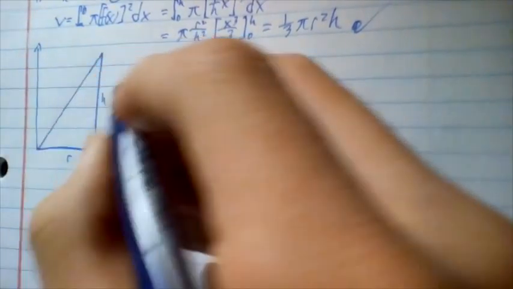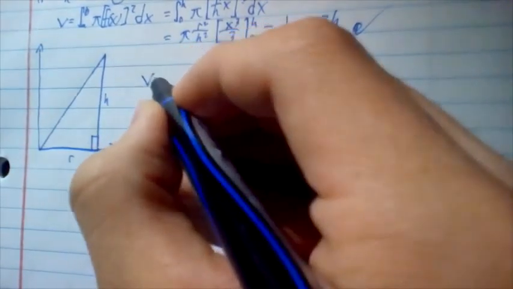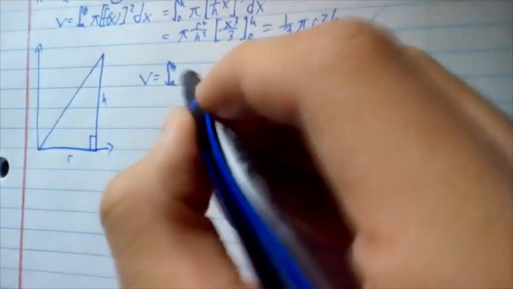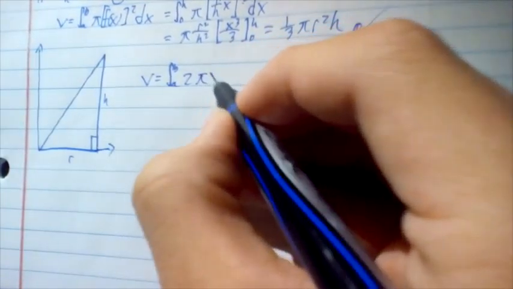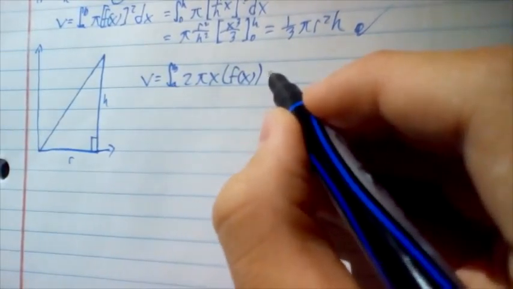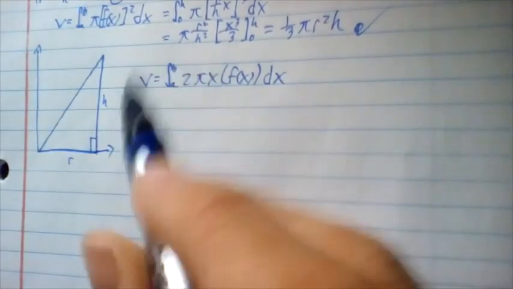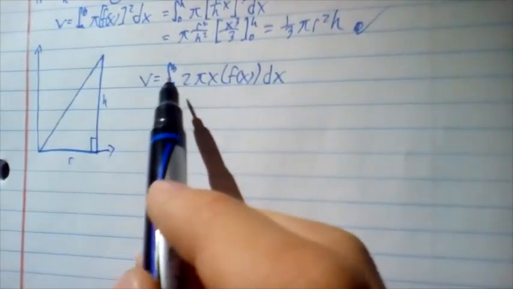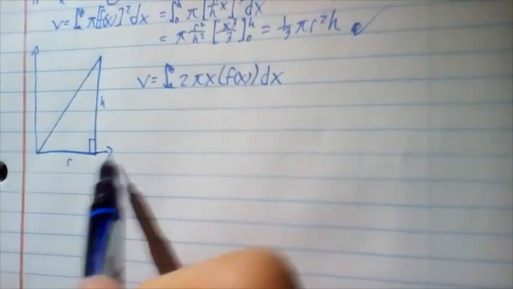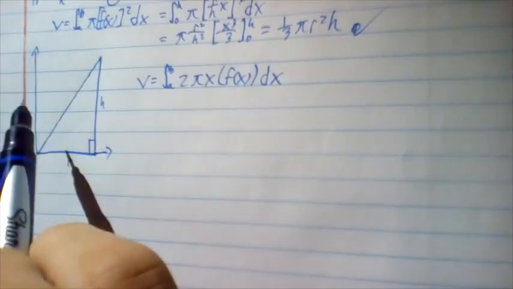Okay. The cylindrical shells method, which is this approach, says that volume is equal to the integral from a to b of 2 pi x times f of x times dx. Now, let me explain this a bit. The reason that this is true is that instead of rotating it around this axis this time, we're rotating it around this axis over here.